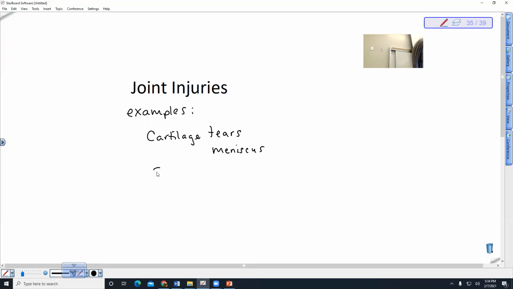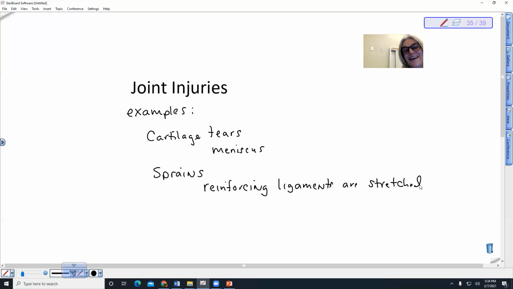We also have sprains in joints. And this is where the ligaments that reinforce the joint are either stretched or torn. So reinforcing ligaments are stretched at the least, right? So like if you sprain your ankle, right, it can be very painful and you can feel unstable until those ligaments, if they're not too far stretched, can come back, right?